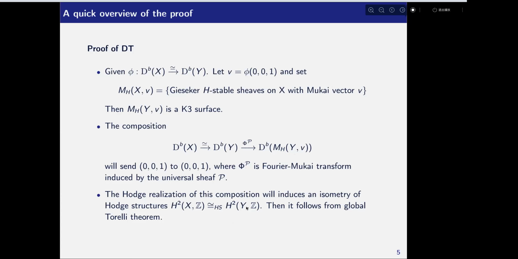So this is not Y. Okay, so this is just a simple proof of this derived Torelli theorem. The idea is to use some autoequivalence and change the Mukai vector so that it sends (0,0,1) to (0,1), and the rest of it just follows from the global Torelli theorem.